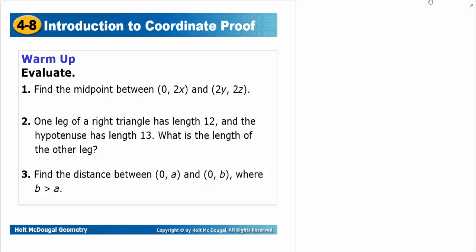So again, just take a minute, do this warm-up. We're going to be using these concepts in this lesson, so make sure you understand them. You can pause the video and play it back when you're done.